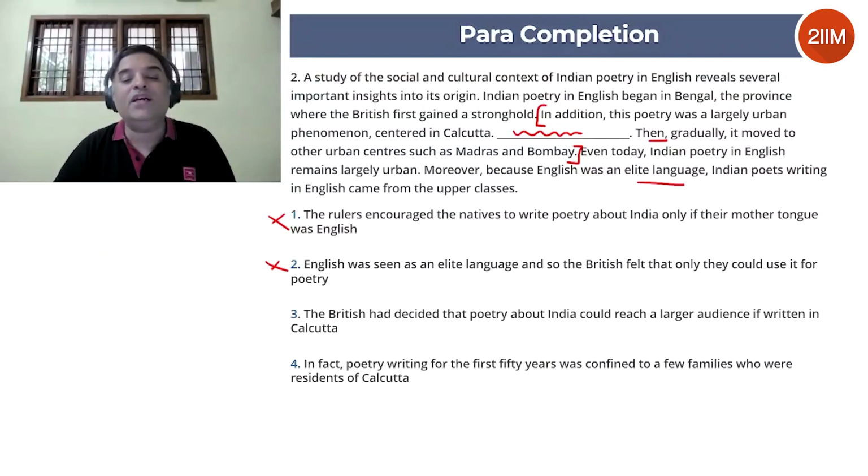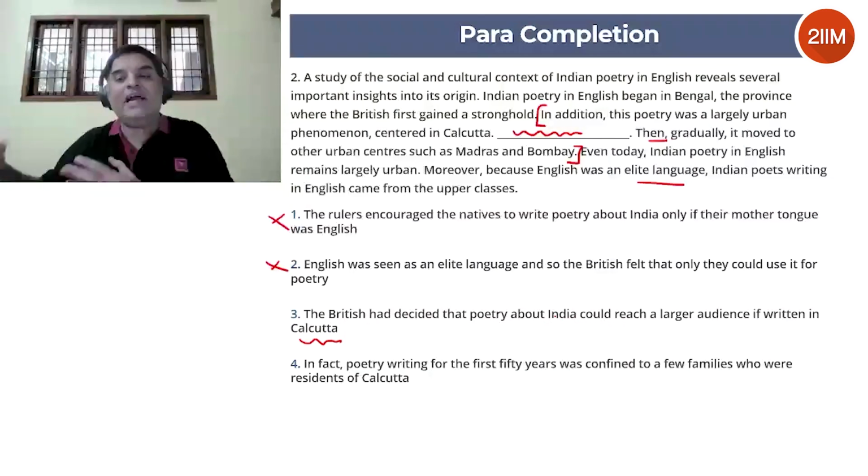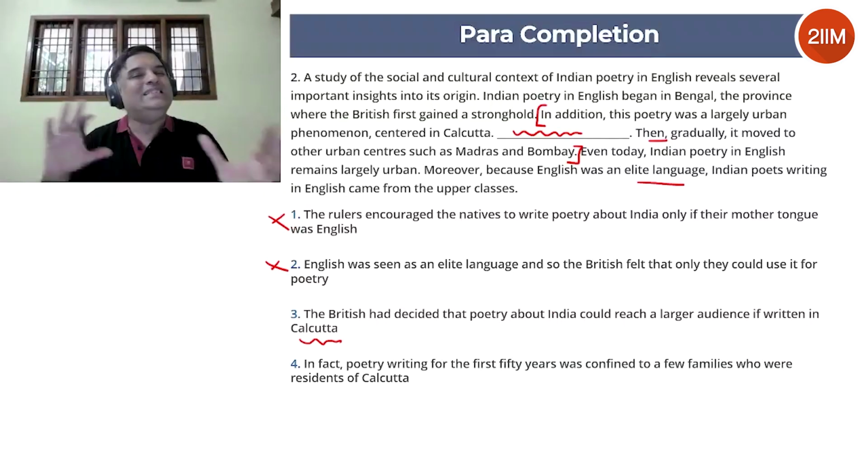Okay, let's look at 3. "The British had decided that poetry about India could reach a larger audience if written in Calcutta." Now interesting, it does talk about the location, so that could be the right answer. Let's plug this in and read it. "In addition, this poetry was a largely urban phenomenon centered in Calcutta. The British had decided that poetry about India could reach a larger audience if written in Calcutta. Then gradually it moved to other urban centers."